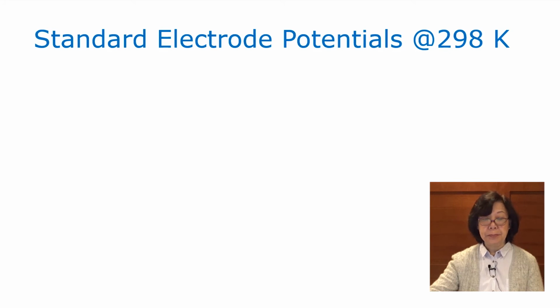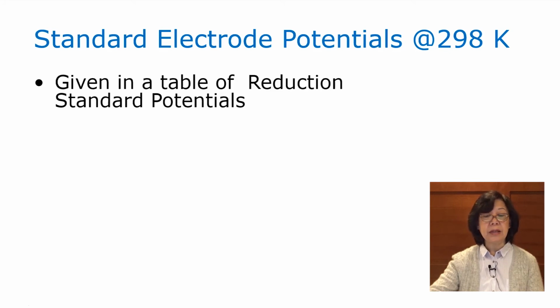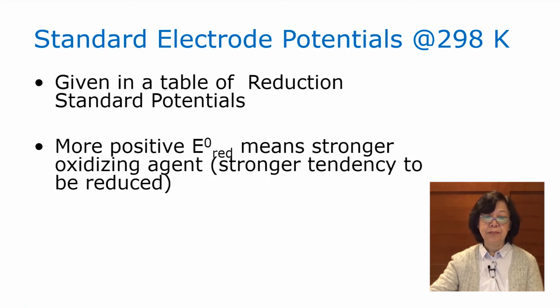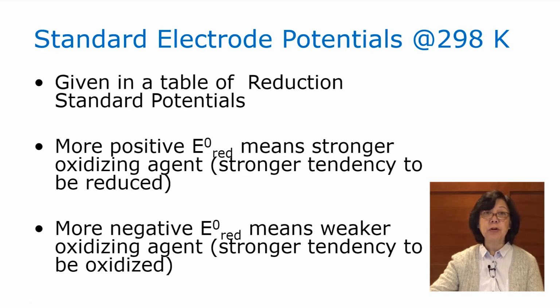If you look at your book, in the appendix section, you'll find a table of standard reduction potentials. Remember, they are always given as reduction at 298 K. Now you will notice that some have more positive cell potential, meaning that they have a stronger tendency to be reduced. They are the stronger oxidizing agents. As you follow through the table, you'll find that it becomes more negative in the cell potential, and it means they have a stronger tendency to be oxidized, and they are weaker oxidizing agents.